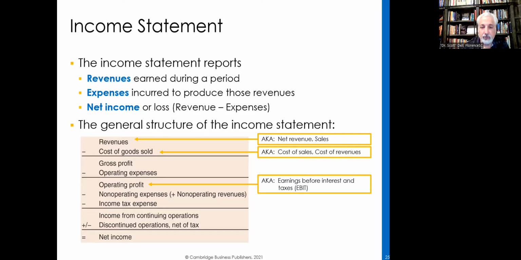Then we have income tax expense, income from continuing operations, and then we have discontinued operations. We might stop producing some stuff. We might have some other divisions that we've sold off, and we might have gains or losses associated with that. So we have a net of tax effect on that. And then we have our bottom line, also known as net income or net earnings. So when we do something like earnings per share or return on assets or net income or net profit, that earnings, return, or profits are all the same number. They're the bottom line on our income statement.